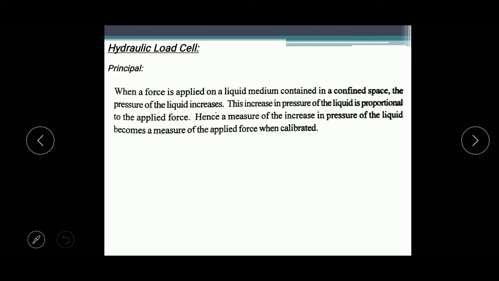Now you will see the working of the hydraulic load cell. If you see the principle, when a force is applied on a liquid medium which is in a confined space, the pressure of the liquid increases. The increase in pressure of the liquid is proportional to the applied force. Hence, a measure of the increase in pressure of the liquid becomes a measure of the applied force when calibrated. So this is how the hydraulic load cell works on this principle.